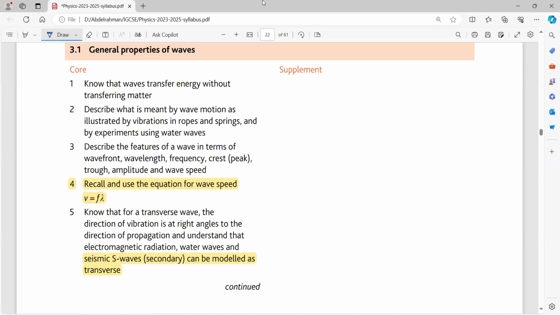Unit 3, waves. Any questions before I move on to the waves unit? Again, if you have any questions, please don't hesitate to ask.